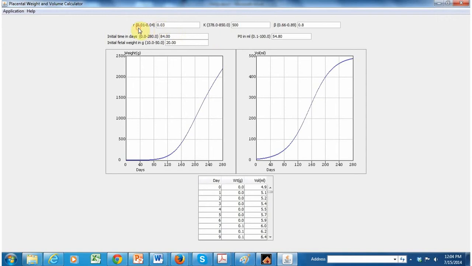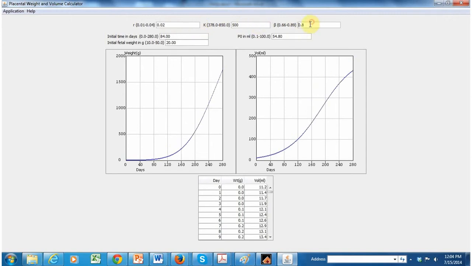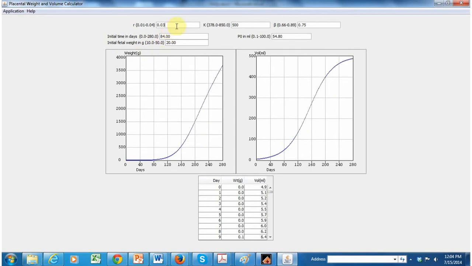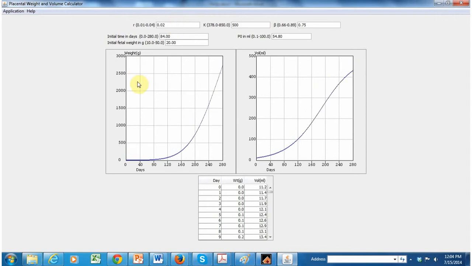So I'm going to start with this value R, which represents the early growth of the placenta. And we know from testing against experimental data that the value of R lies between 0.01 to 0.04 with an average around 0.03. So I have the average value in here right now, but I'm going to make that a little bit lower and show you the effect. When I change this to 0.02, you see that the fetal weight goes down.